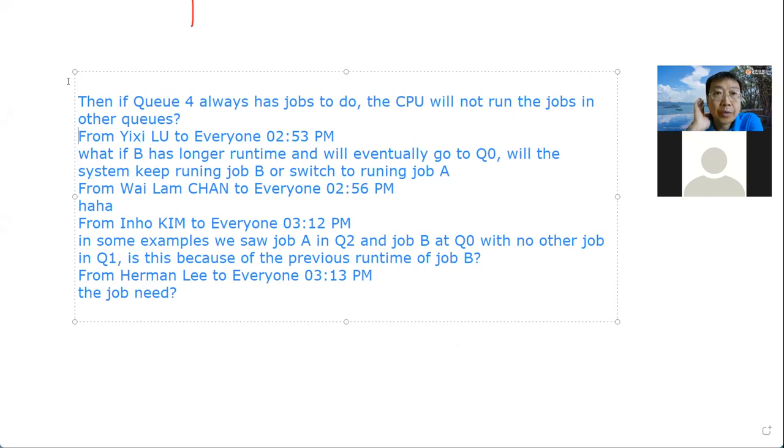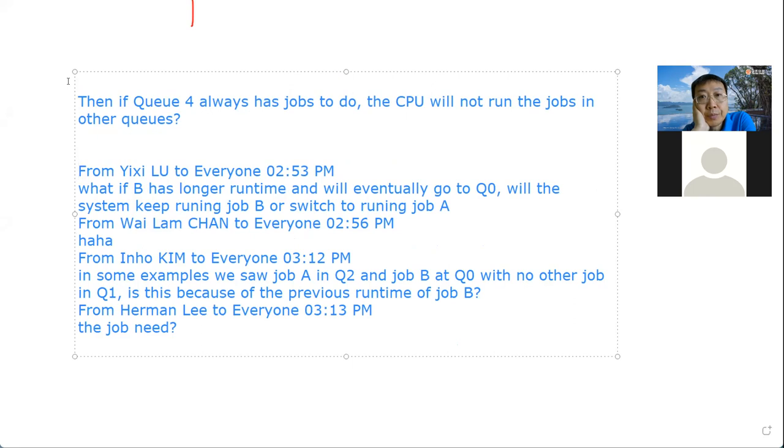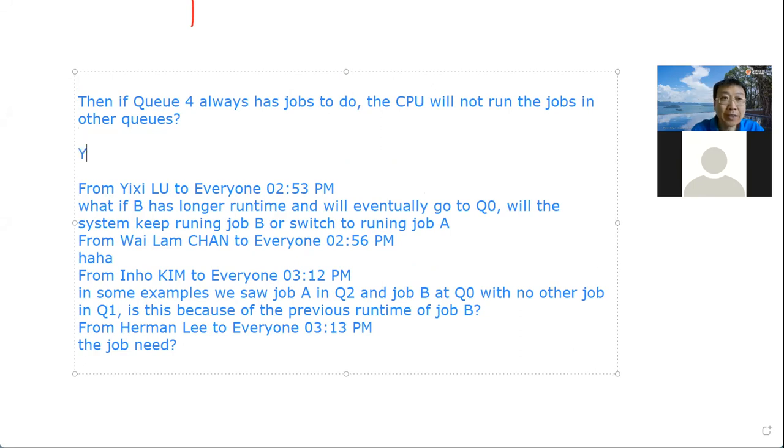If Q4 always has jobs to do, the CPU will not run the jobs in other queues. You are right. That's exactly right. So I think the question is related to a particular example, where Q4 has the highest priority. So basically, you are right. We do have starvation. If we always have a job in the topmost queue, then the CPU will not run the other jobs.